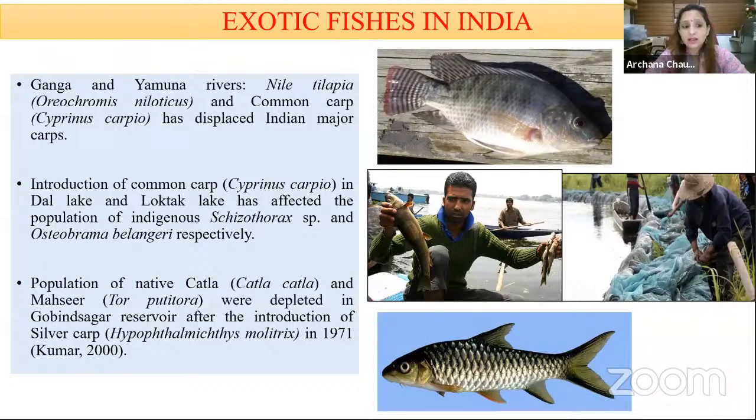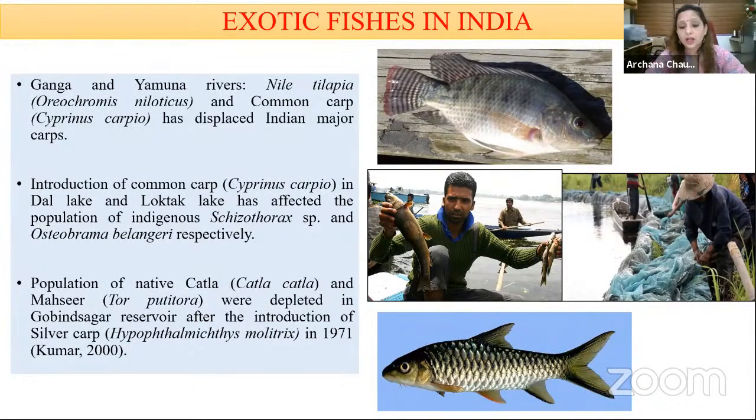Similarly, the introduction of Cyprinus carpio to the Dal Lake, which is one of the most important lakes in the heart of Kashmir, and Loktak Lake, which is one of the largest oligotrophic lakes in North India, has affected the population of the indigenous fish species, that is Schizothorax and Osteobrama. As a result, their population has declined considerably.